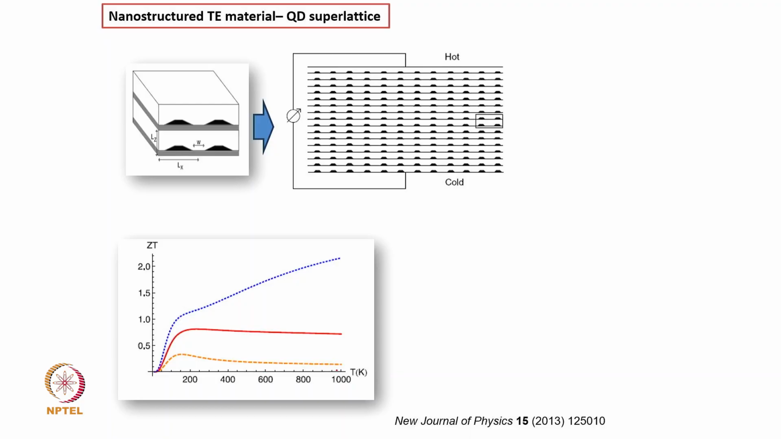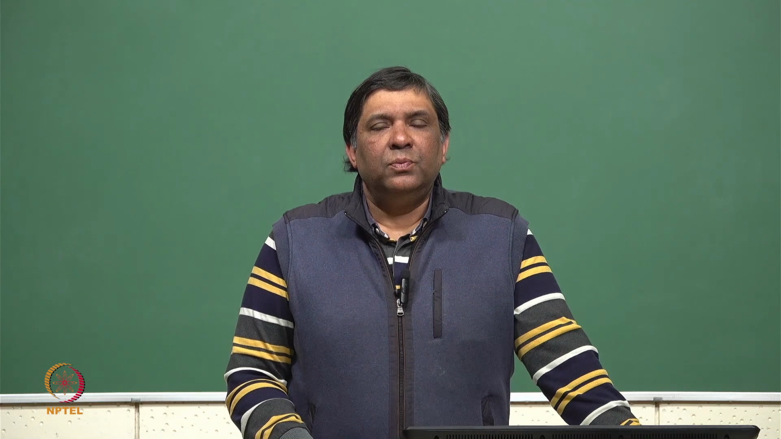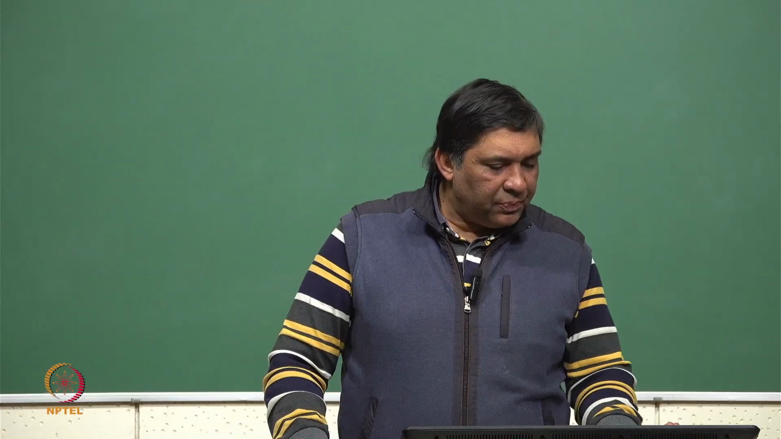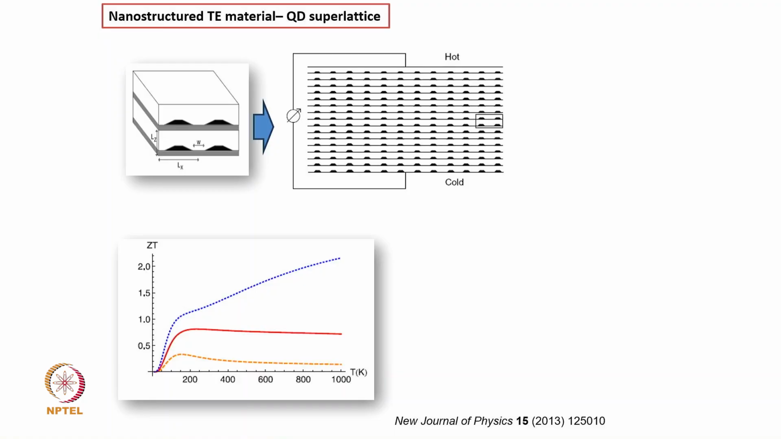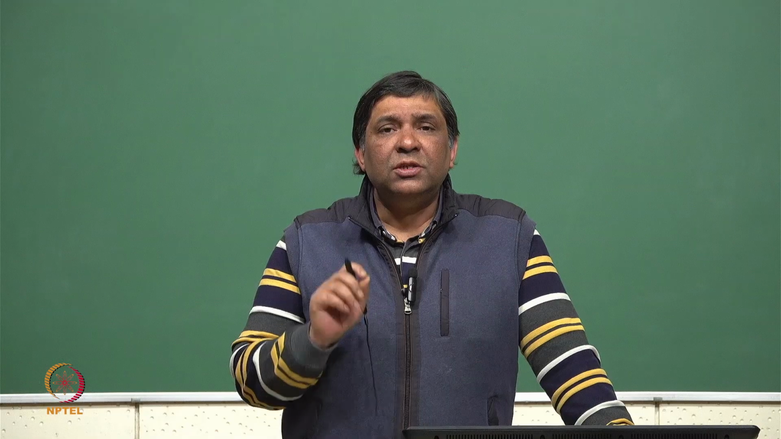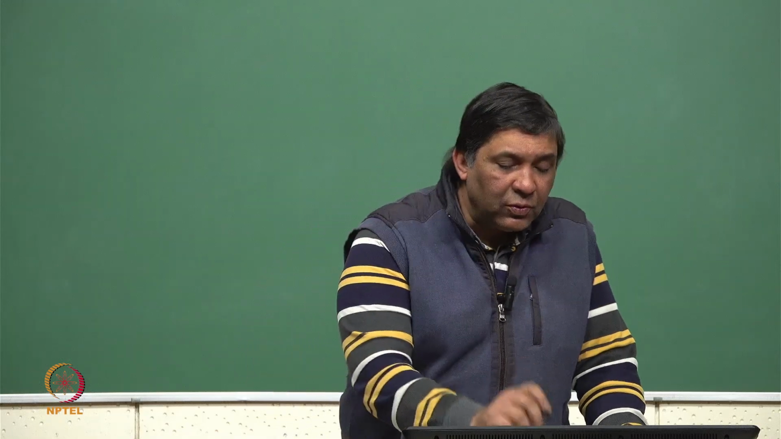So, there is a plot of temperature versus ZT. You can see that you have a clear enhancement in the figure of merit here, and the figure of merit goes quite high, 2 or more than 2, and this happens just by changing the concentration of the quantum dots.